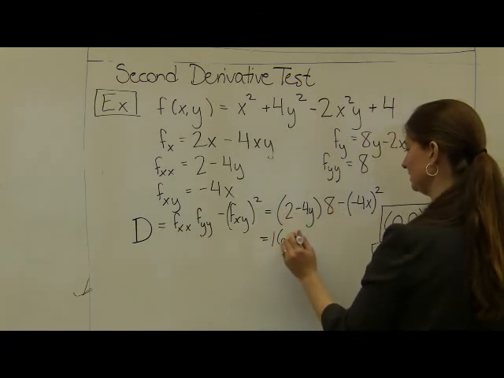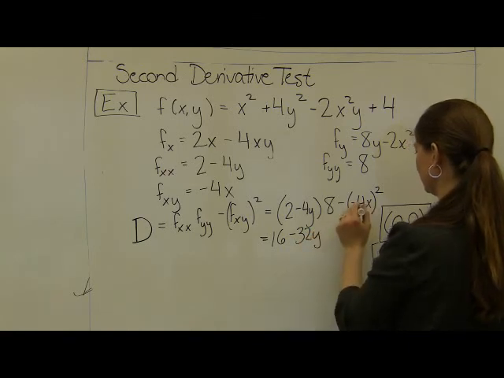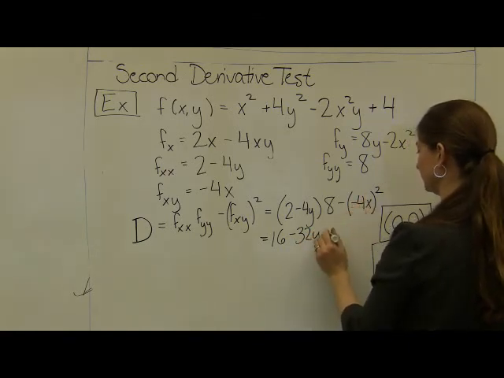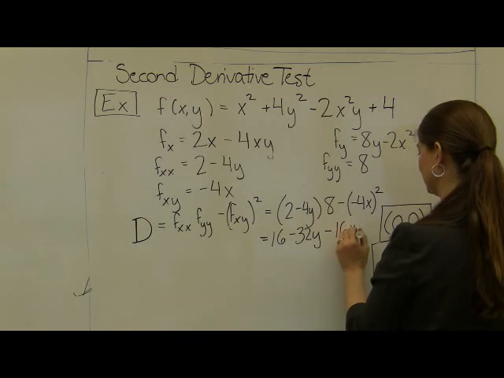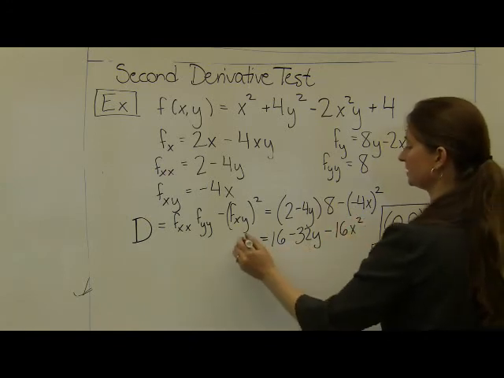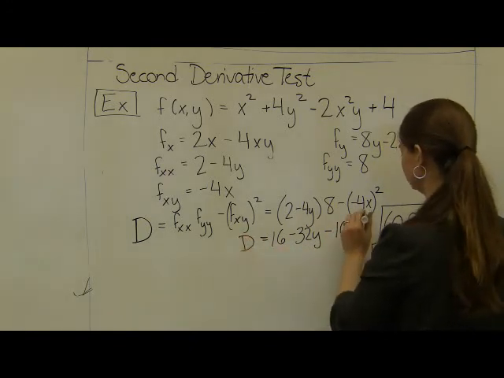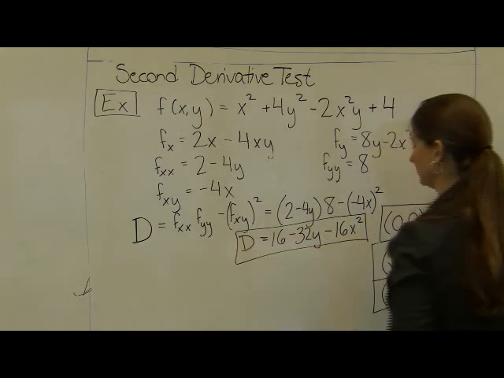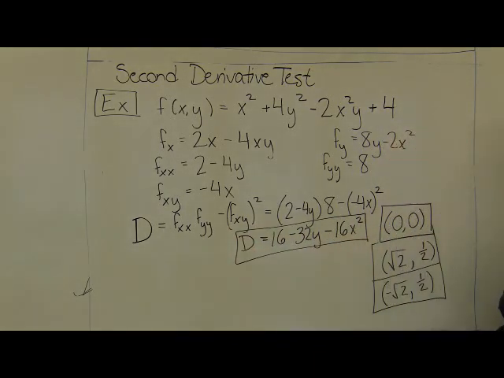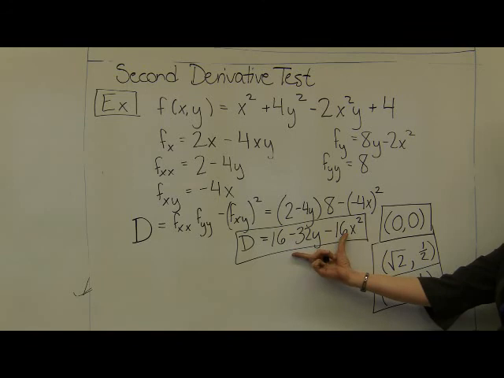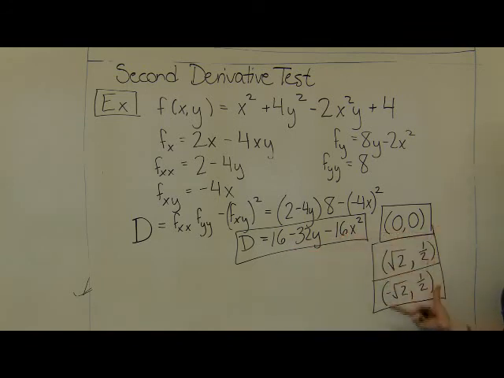I end up with 16 minus 32y, and 4x squared becomes minus 16x squared. So this is my discriminant. That doesn't look like it's positive or negative. It's because I haven't evaluated it at each of these points.